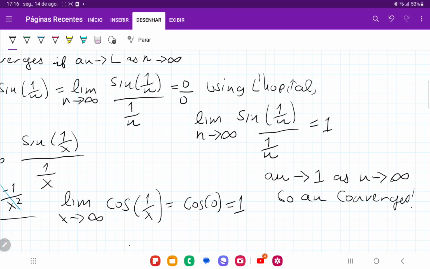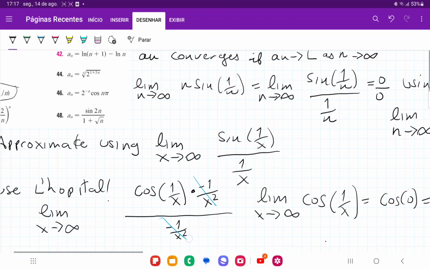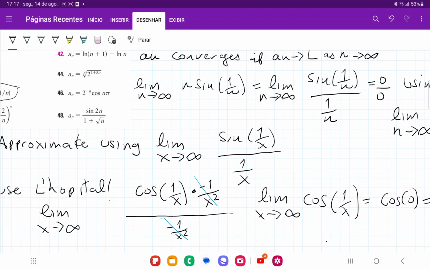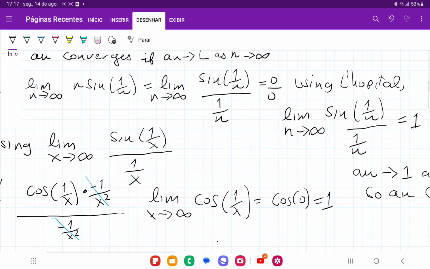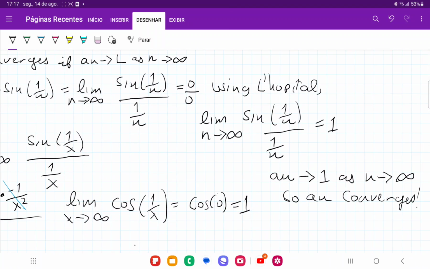So if we just backtrack, we turned this into L'Hopital form, and then we took the derivative on top and on the bottom, right? That's cosine of 1 over x times negative 1 over x squared over negative 1 over x squared. These cancel out. We're just left with the limit of cosine of 1 over x, that's cosine of 0, which is equal to 1. And so the limit of this whole thing is 1, and the sequence converges.